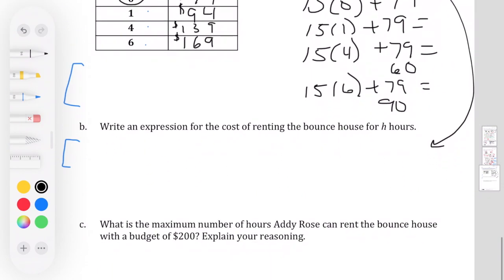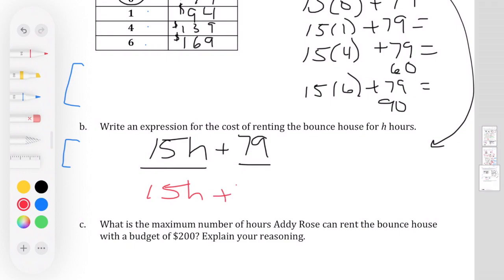Now, write an expression for the cost of renting the bounce house for H hours. Well, I know it's $15 per hour, so I'm going to put an H, and then I'm going to put 79 for a flat fee. So we'd have 15H plus the 79 is our expression. If we wanted to set it up in an equation, I could write 15H plus 79 equals our cost.